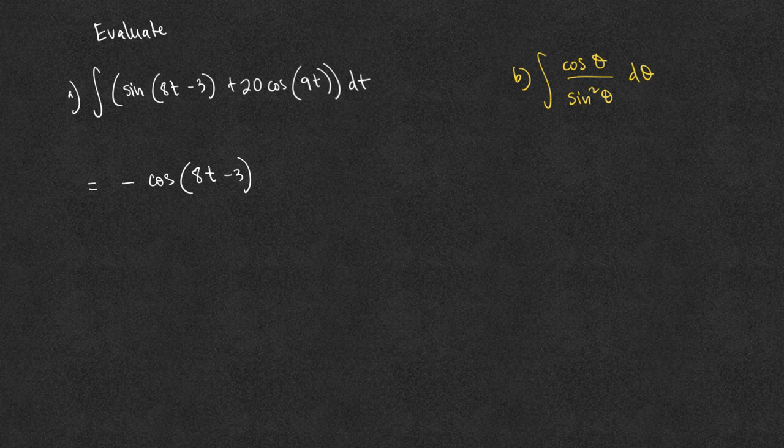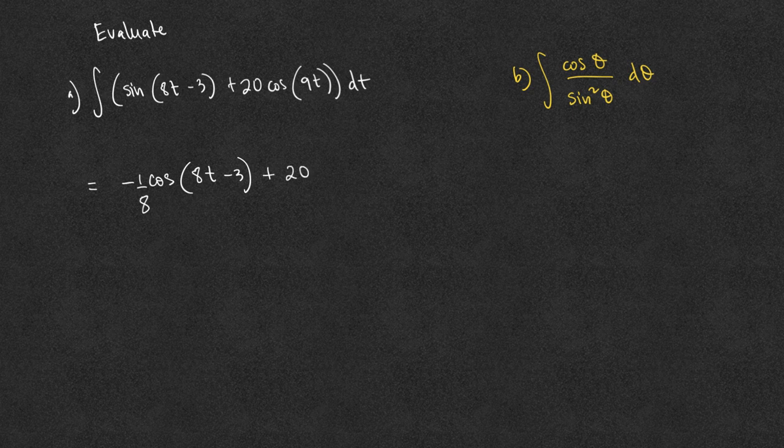So this is sine of 8t minus 3 times 8, but we don't have a factor of 8, and so we would multiply 1 over 8. And that is the result of the chain rule in reverse. If we take the derivative, we would multiply by 8, so this is an antiderivative. We divide by 8. Similarly, we keep the constant multiple 20.